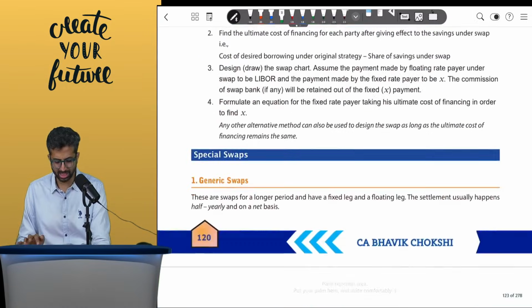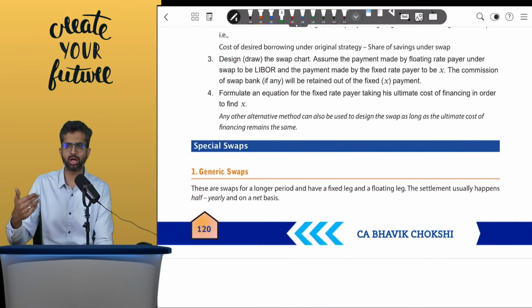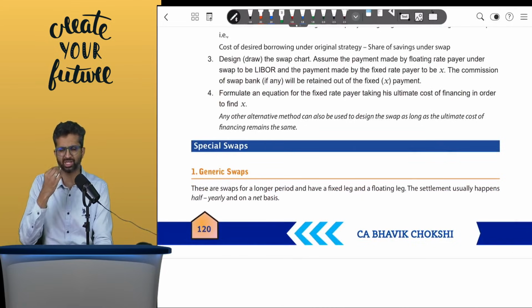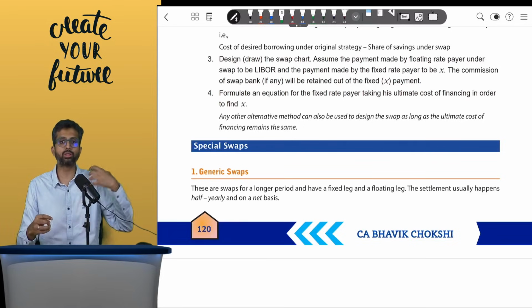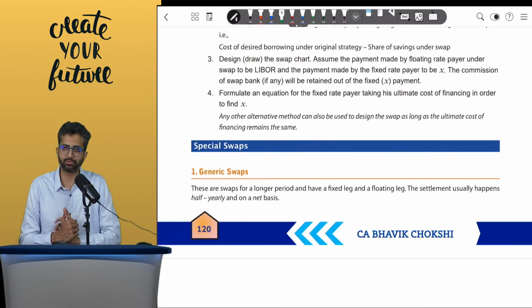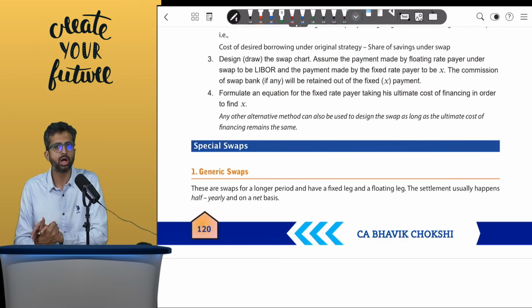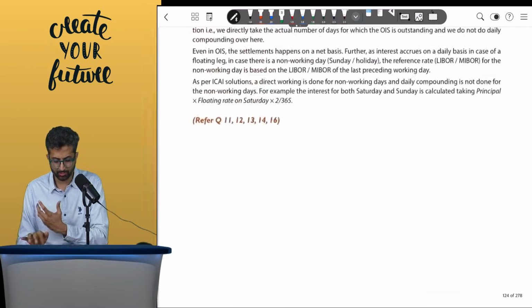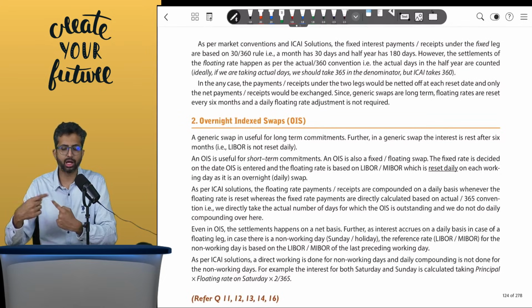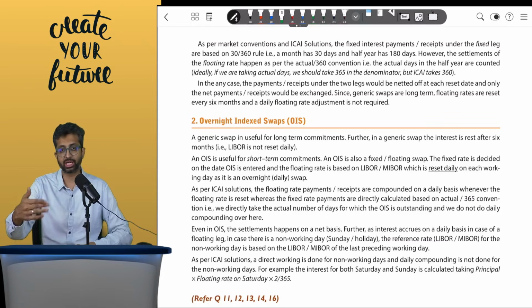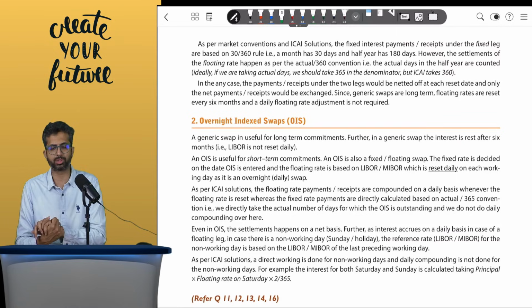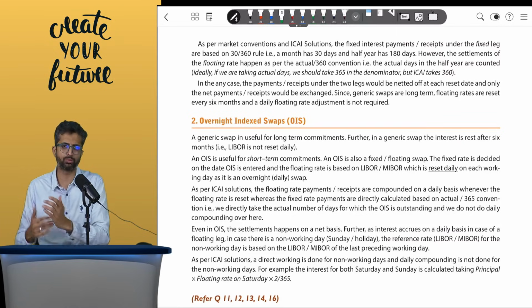There are two types of swaps. There is a generic swap and an OIS or an overnight index swap. In case of a generic swap, typically the settlement happens after every 6 months. The settlement happens based on the 30/360 rule in case of a fixed rate, whereas the institute uses the actual/360 rule in case of a floating rate. And in case of an overnight index swap, the effective settlement is looked at on a daily basis. You will look at the floating rate on a daily basis, and you will consider the floating rate reset for each working day. For a non-working day, you will continue to take the rate of the prevailing date for the purpose of the calculation. Again, best if you do some practice on this.